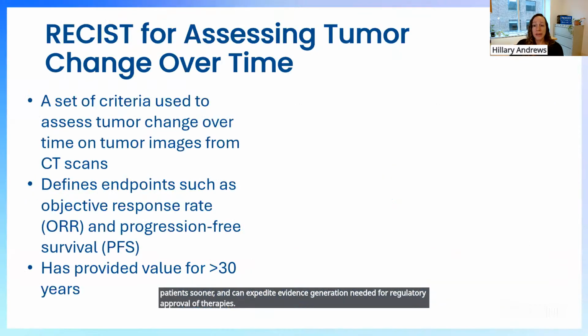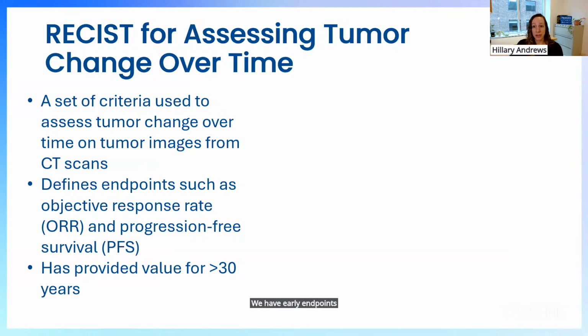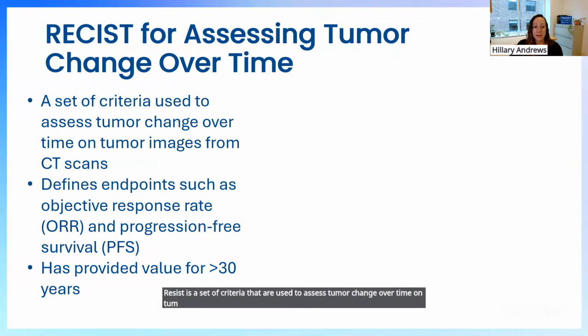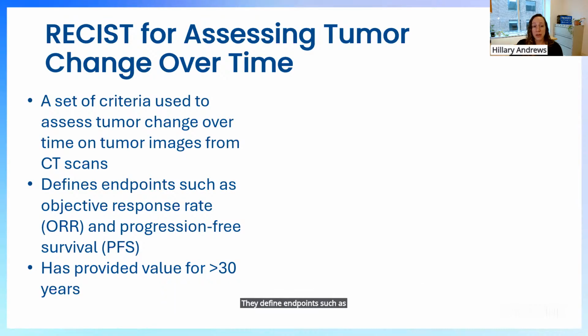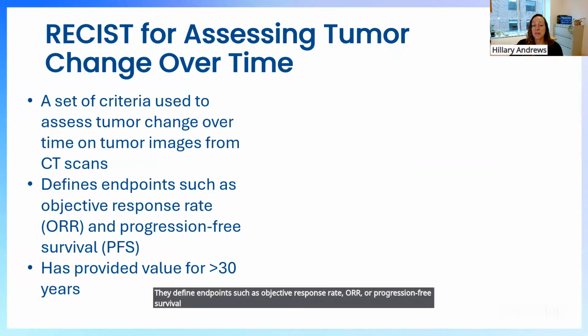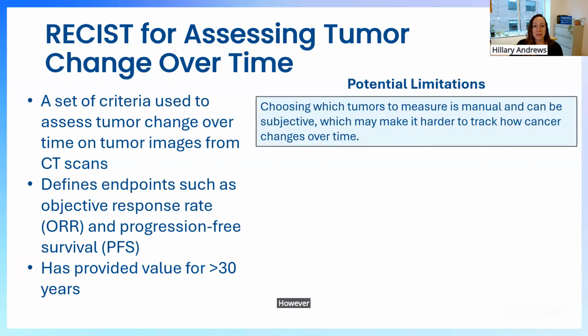We have early endpoints in oncology that are already in use. RECIST is a set of criteria that are used to assess tumor change over time on tumor images from CT scans. They define endpoints such as objective response rate, ORR, or progression-free survival, PFS. It has provided value for over 30 years. However, there are some limitations.